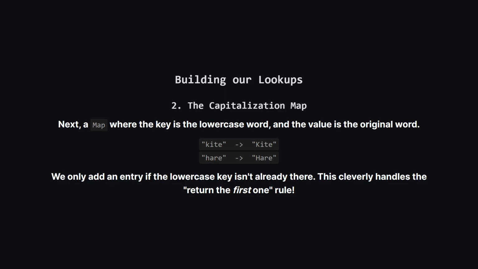The second lookup handles capitalization. It'll be a map where the key is the lowercase version of a word, and the value is the original properly cased word. Now to handle that first one wins rule, we'll be careful. As we build this map, if we see a lowercase key that's already in there, we just ignore it. This way, only the very first version we saw gets stored.